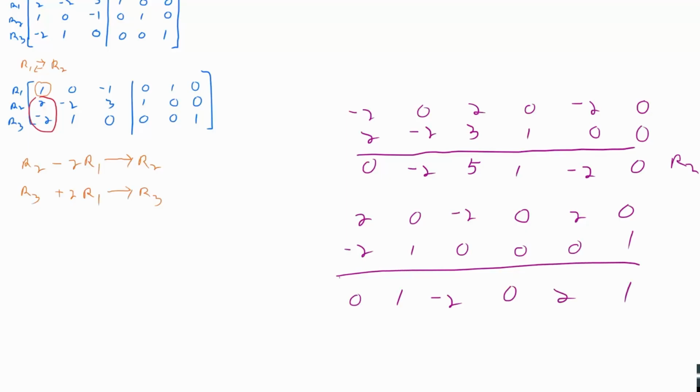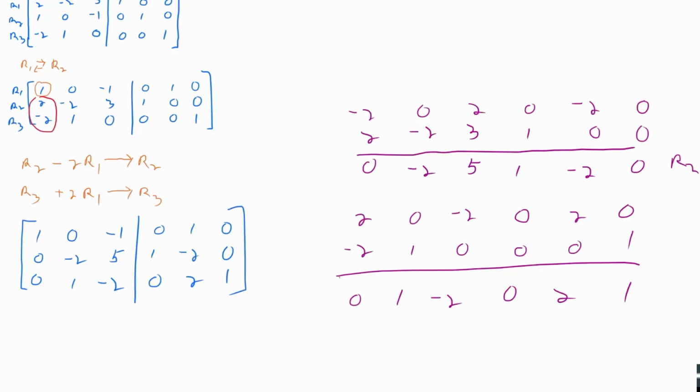We finished off the column, rewrite the matrix. Every time you finish a column, the rule in this class is you got to rewrite the matrix. If you're programming a computer to do this, of course, the computer doesn't need to rewrite the matrix. 0, -2, 5, 1, -2, 0, 0, 1, -2, 0, 2, 1. And you don't really need that bar right there. Okay, so you finish the first column.